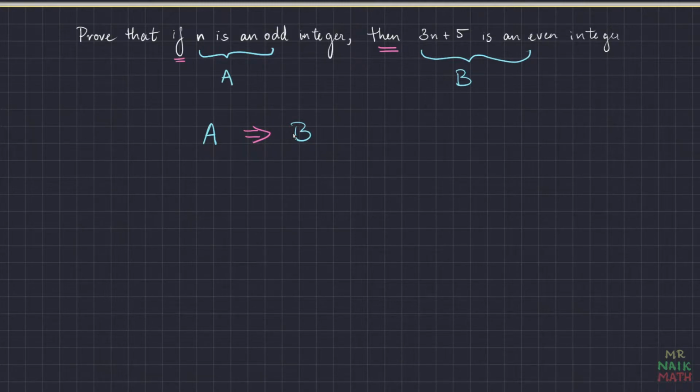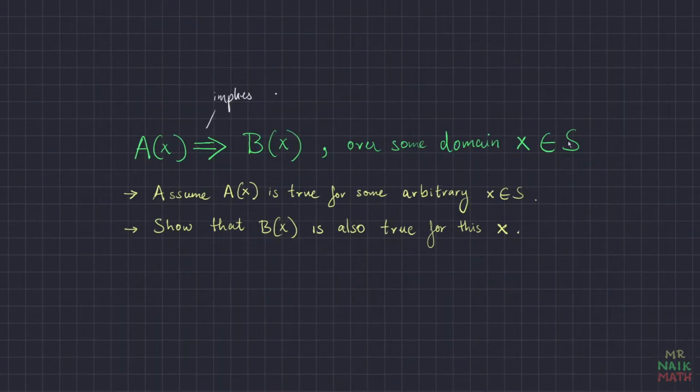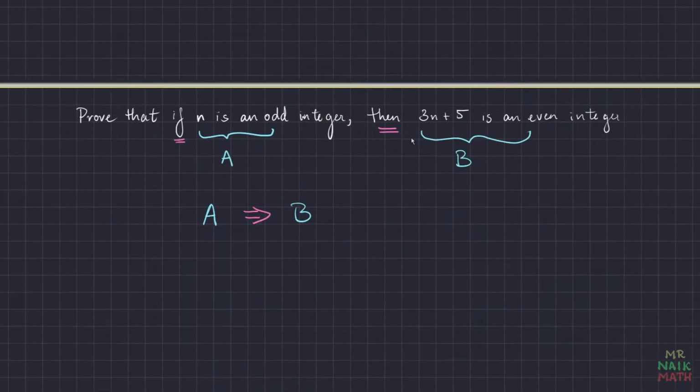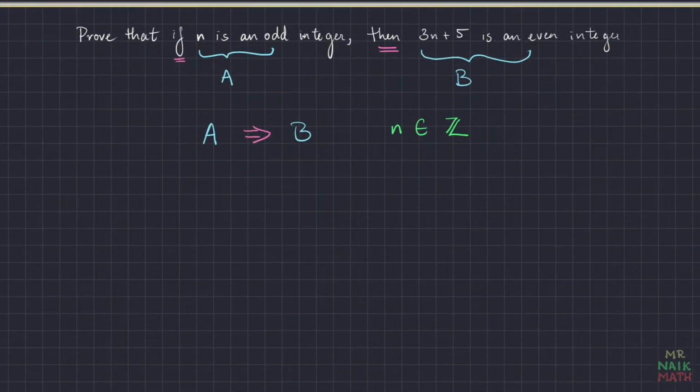Now, if you remember, there was some sort of domain involved as well. The domain over here, that is this x belongs to S, is all integers. So for the statement, if n is an odd integer, then 3n plus 5 is an even integer, the domain is n is an integer. Now before we start to write proofs, it is good practice to get a feel for the statement and to come up with a proof strategy. So what is our strategy here? Let's write down proof strategy.